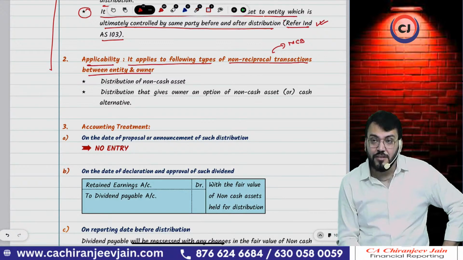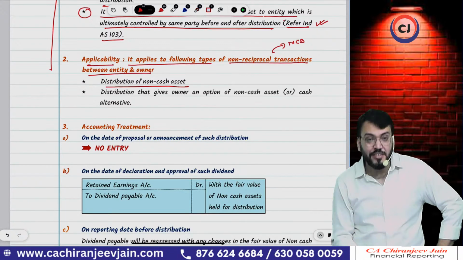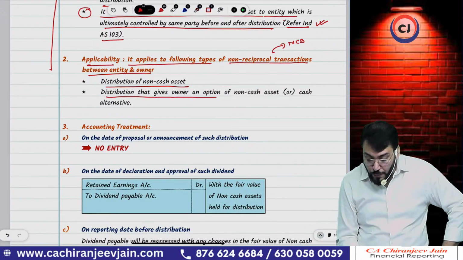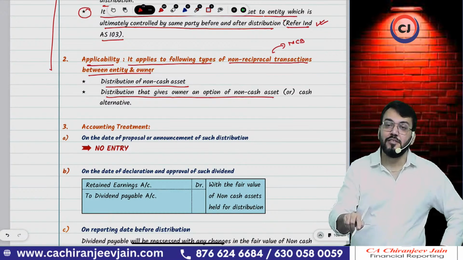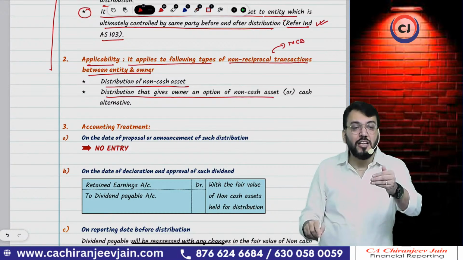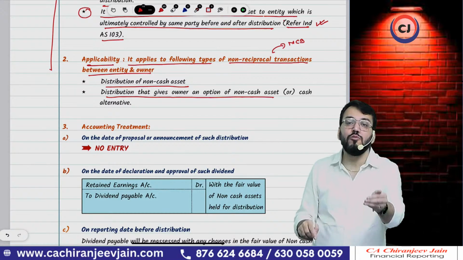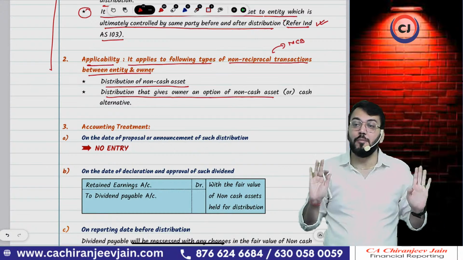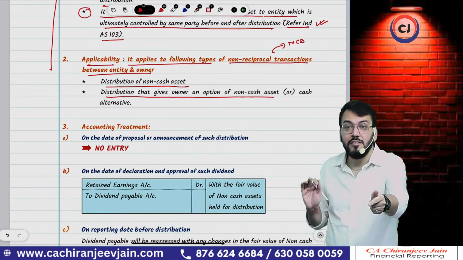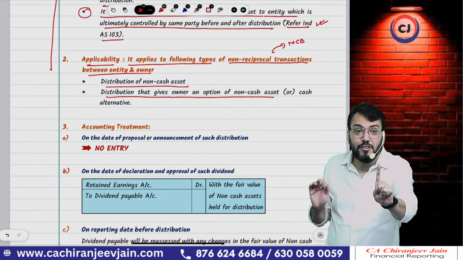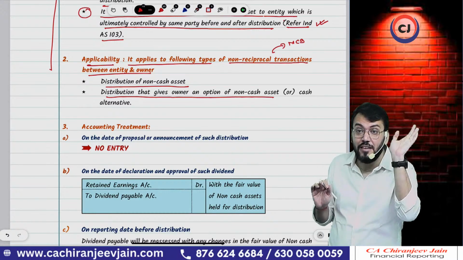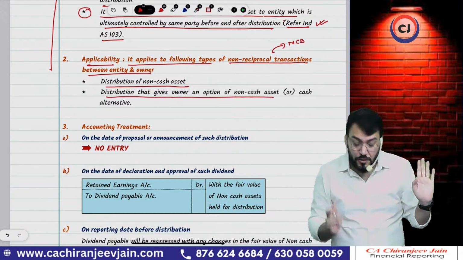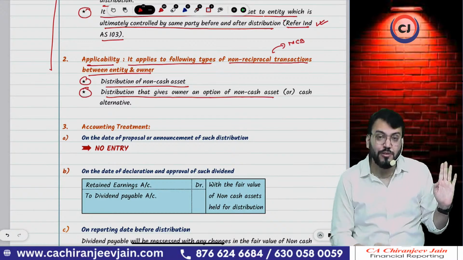between entity and owner. First is distribution of non-cash asset. Second is distribution that gives owner an option of non-cash asset or cash. Option means an option has been given whether you want a pen or you want cash. If that option is there, then also Appendix A to Ind AS 10 is applicable. But if the dividend is in cash, then Appendix A to Ind AS 10 is not applicable. Then Ind AS 32 is there. Are you getting what I am saying? So only in these 2 points, Appendix A to Ind AS 10 is applicable.